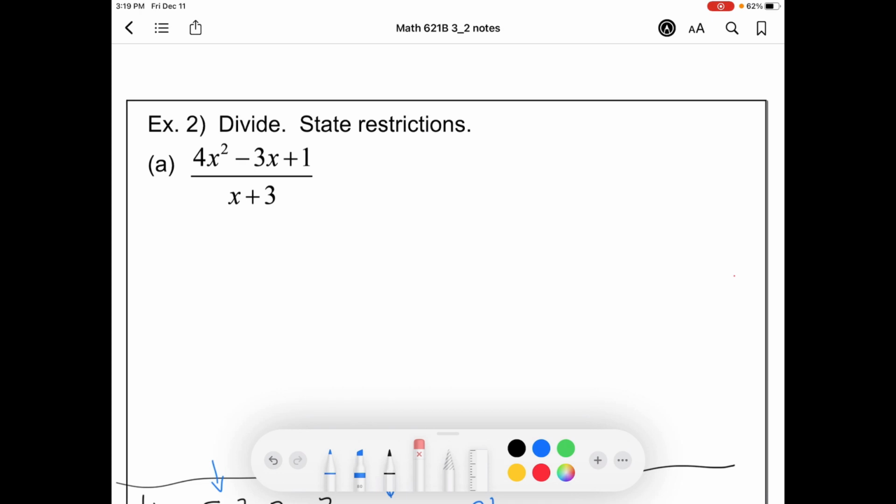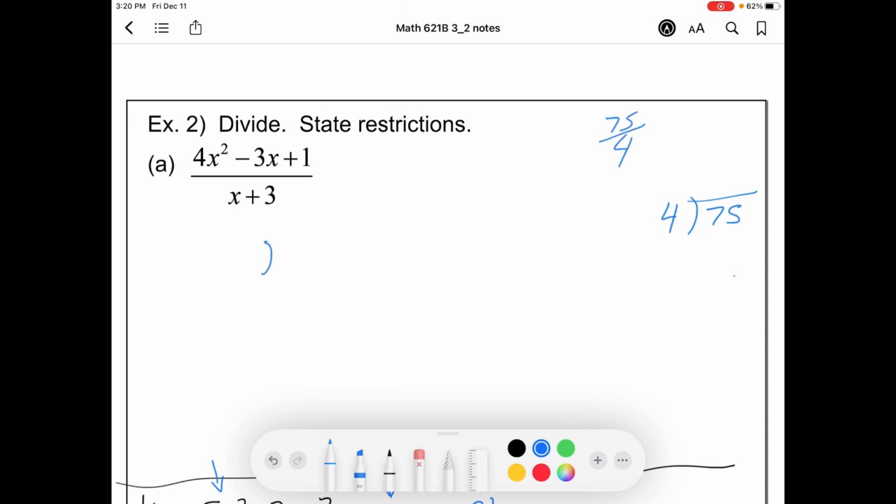If I look at this quadratic over this linear, I can try and factor the quadratic and divide them out, but it's not going to work. So instead, what I need to do is use long division. And so let's just think about long dividing some numbers here. If I had 4 divided by, I don't know, 75, something like that. That would be the same as 75 over 4.